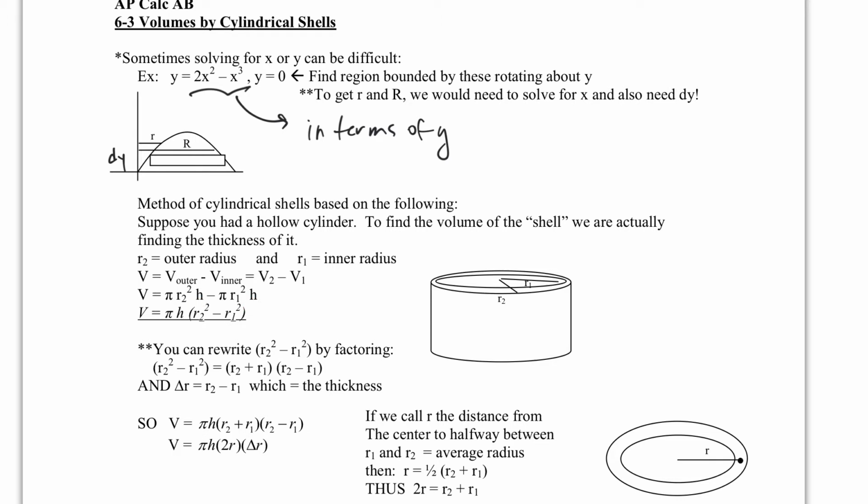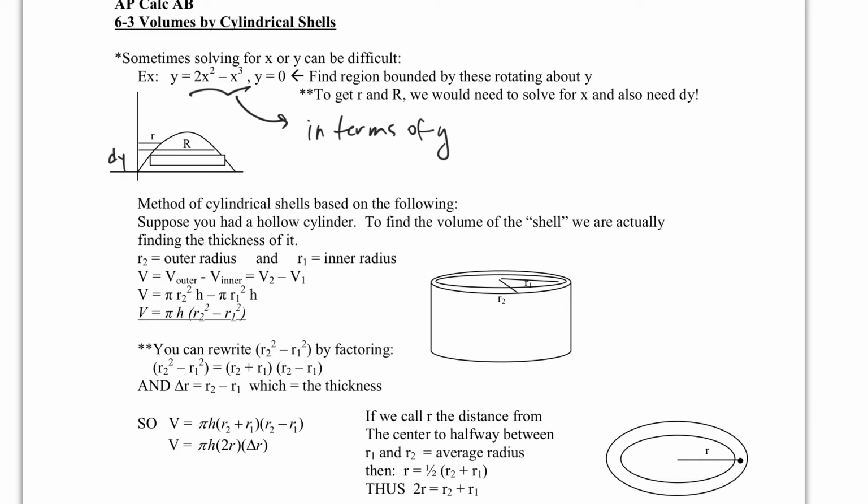Both h's are in common, so I can take that out. They both have the pi in common, and I'm left with this situation: r2 squared minus r1 squared. And that's going to give me that thin shell.